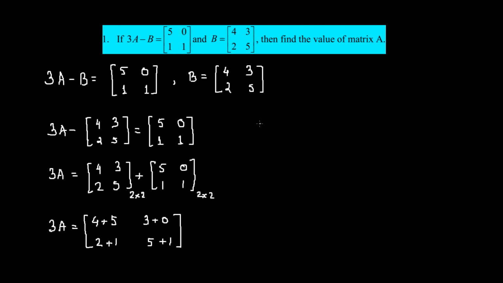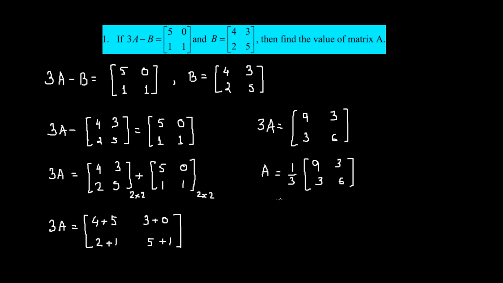So let's simplify this. So this should give us 3A equals 4 plus 5 is 9, 3 plus 0 is 3, 2 plus 1 is 3, and 5 plus 1 is 6. Now what we're going to do, we're going to divide both sides by 3. So that is 1 over 3 times [9 3; 3 6].